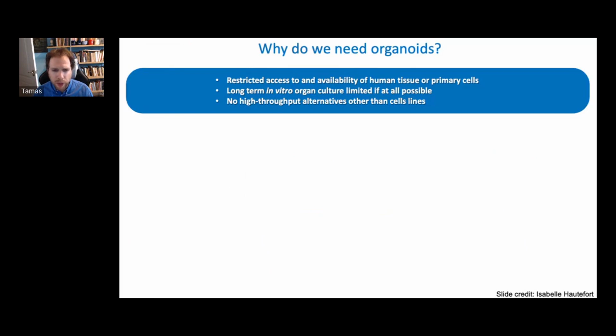Before we go into the details, why do we need organoids at all? One of the reasons is that, in general, we would like to investigate human tissues and human cells to understand disease and health better, but it is often difficult to do that in vitro.